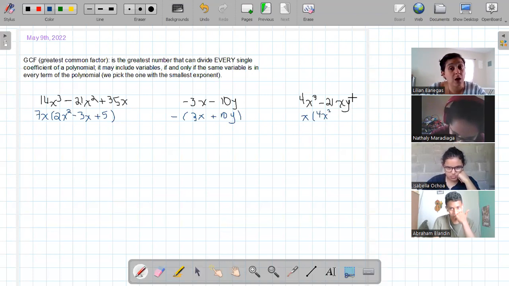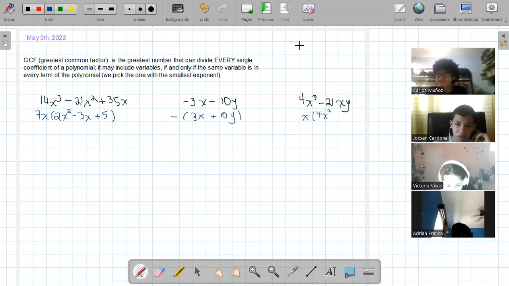Negative 21xy divided by x. Negative 21y, very good. And that will be my final answer. Yes, Maria, that will be my final answer. And that is how we're going to factorize using the GCF.